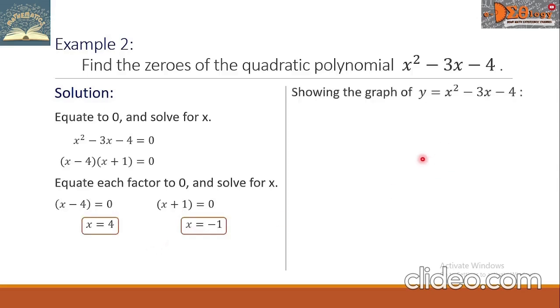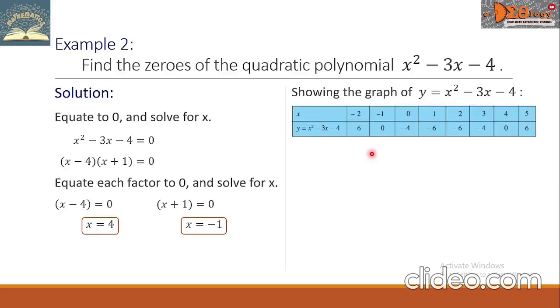Let us show the graph of y equals x squared minus 3x minus 4. When doing this, we can show some values of x, and eventually we can see the value of y. Here are the corresponding values. Let us now plot the corresponding points, and we connect them by a smooth curve.